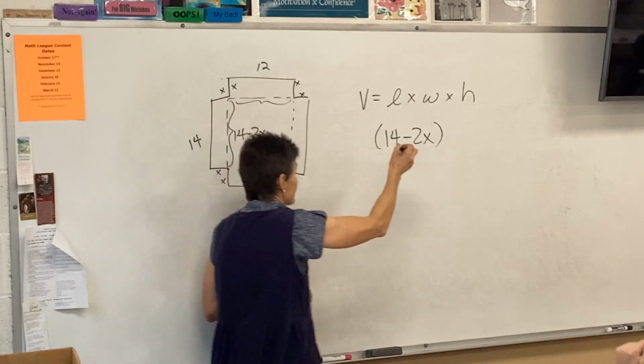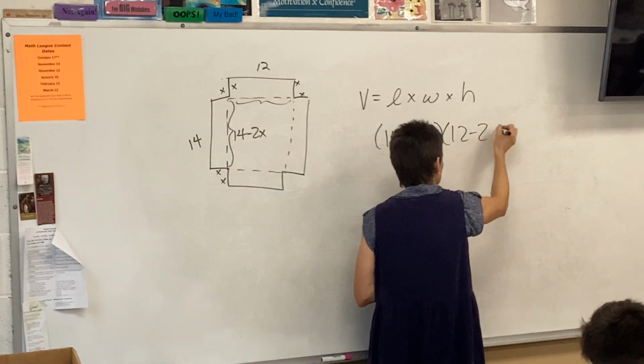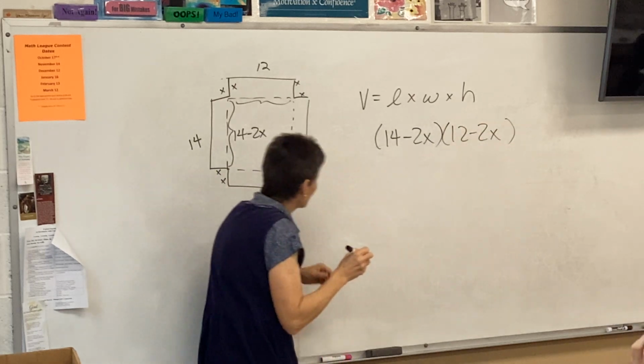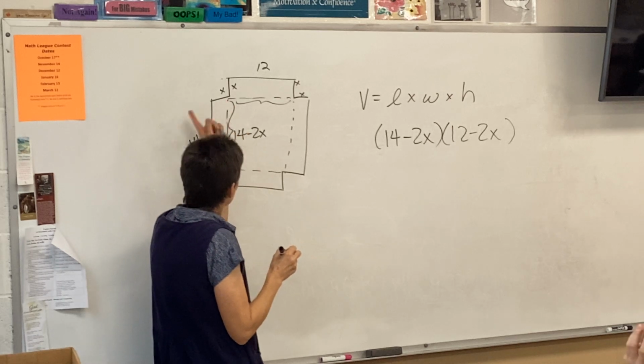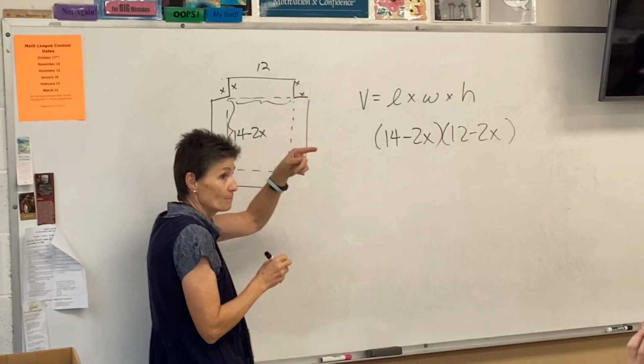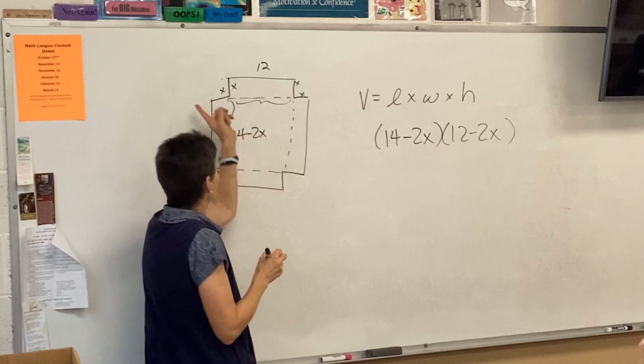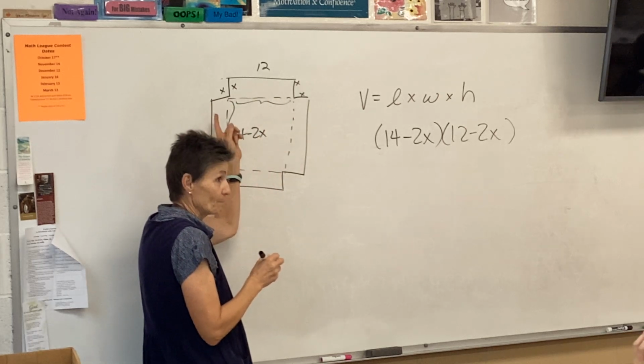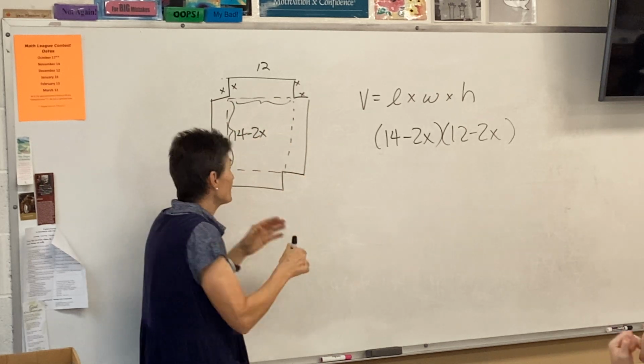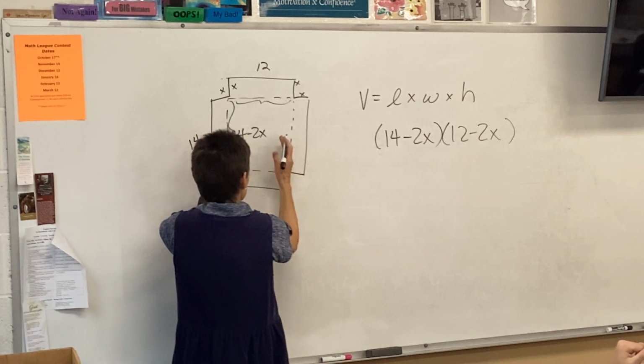12 minus 2x. Didn't you do the same thing? Didn't you take off an x over here and an x over here? So it's not 12 anymore? It was 12 to start with. Then you cut those two pieces off. Then you folded up the flaps.